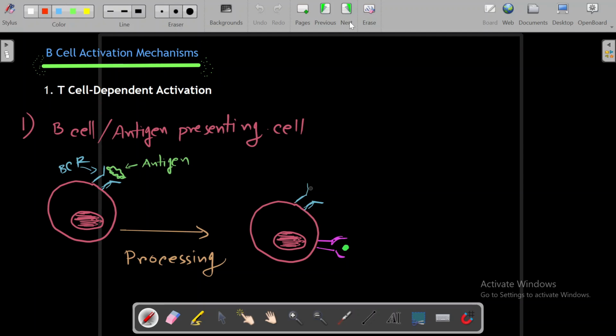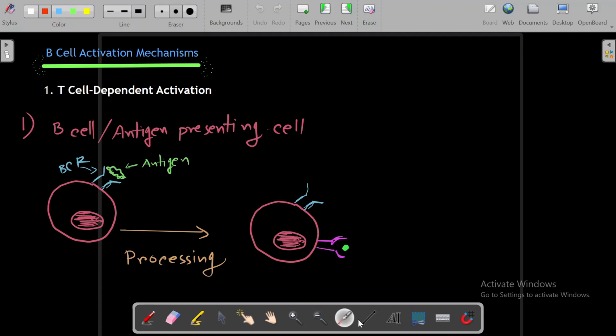Now let's see the B cell activation mechanism. This is the main part of humoral immunity. In humoral immunity, B cells are mainly activated in two ways: one is T cell dependent activation and the other is T cell independent activation. Mainly we learn about T cell dependent activation, because this is the most important activation for humoral immunity.